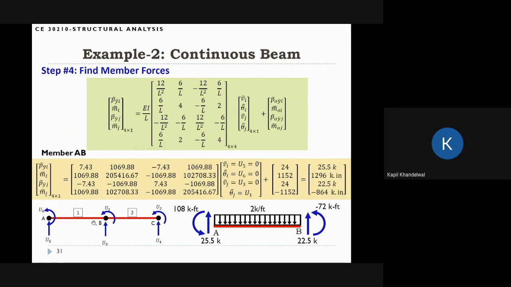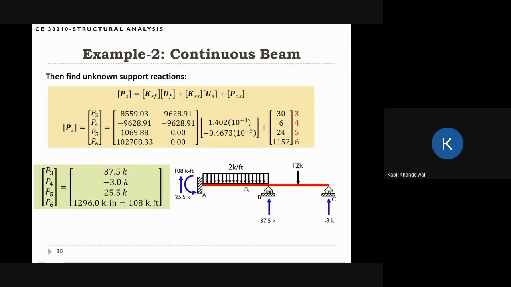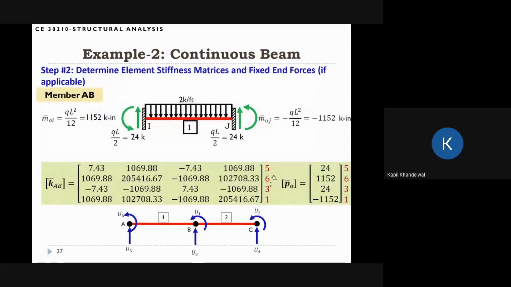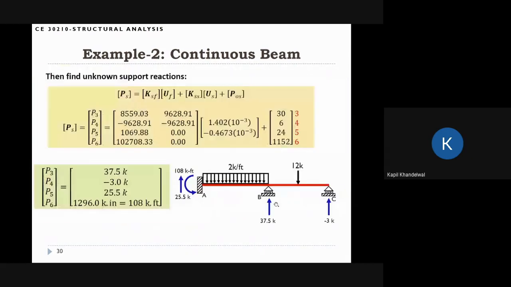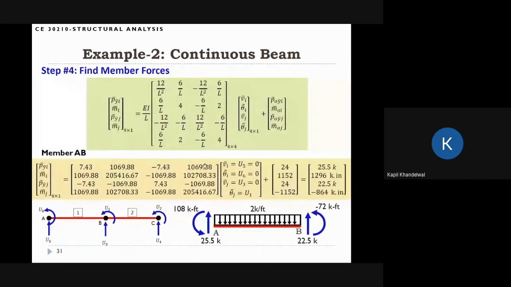You can think that this is member AB. The displacements you have to put in very carefully, and the ordering is actually the same, it's 5, 6, 3, 1. This is the same ordering number as before, 5, 6, 3, 1 for member AB. If you think carefully about what's happening, this is member AB, this is the I node, this is the J node. So VI is U5, theta I is U6, VJ is U3, and theta J is U1.